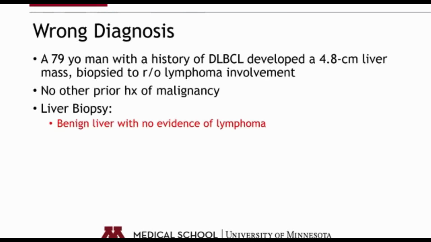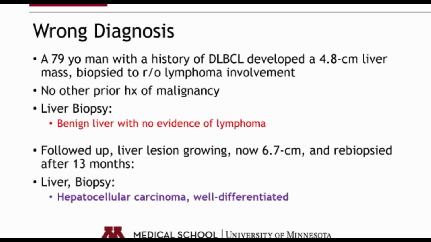So a case of wrong diagnosis, and we've all been here before, right? So a 79-year-old man, history of diffuse large B-cell lymphoma, developed almost a 5-centimeter mass in the liver, and the biopsy was to rule out lymphoma. The patient had no other history of malignancy at any time. So the liver biopsy came, and there was no lymphoma there, and it was reported as benign liver.